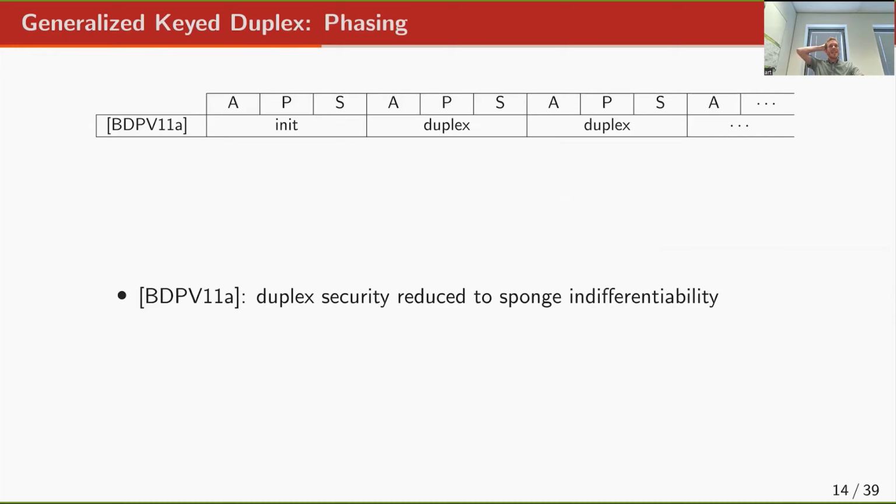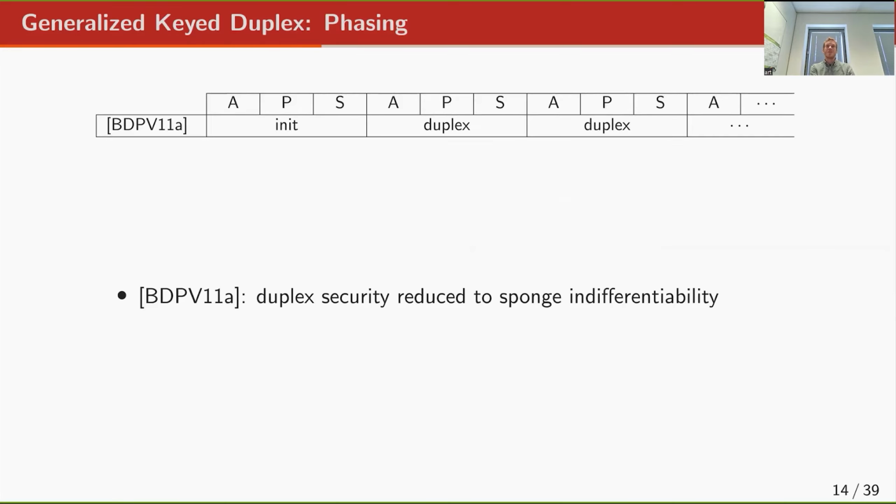In 2011, this construction had absorb, permute, squeeze as initialization. Well, actually, it didn't initialize. Absorb, permute, squeeze, duplex is also absorb, permute, squeeze, absorb, permute, squeeze. The idea of this is that the original proof reduced the security of the duplex to the indifferentiability of the sponge. And this way, the duplex is just a mini sponge.